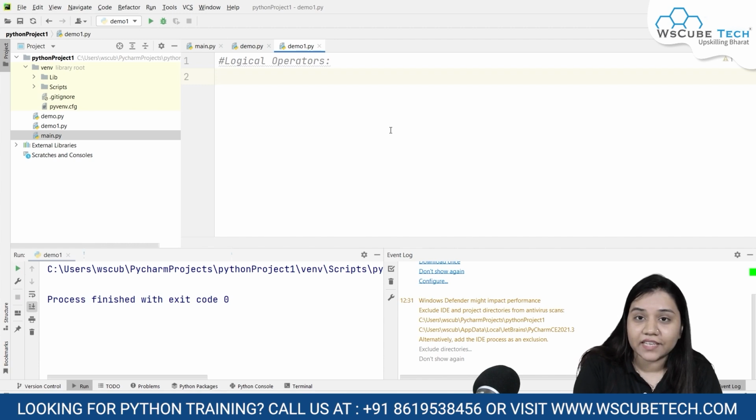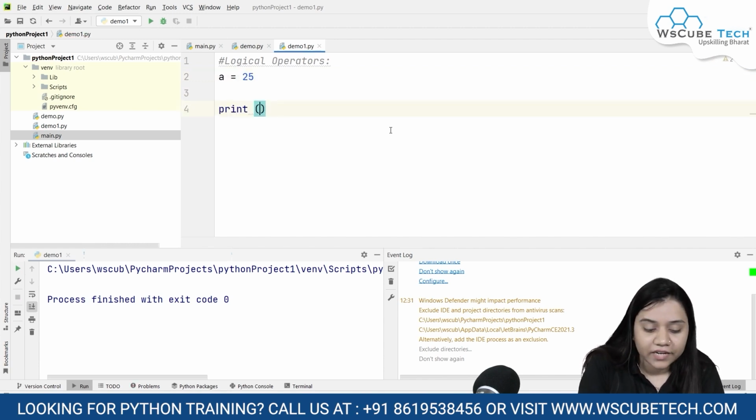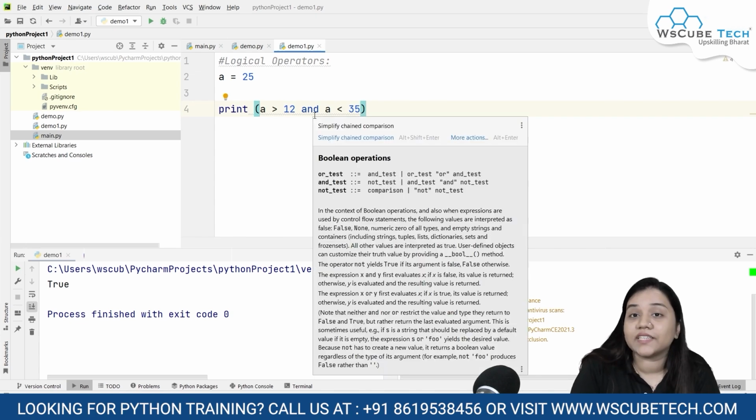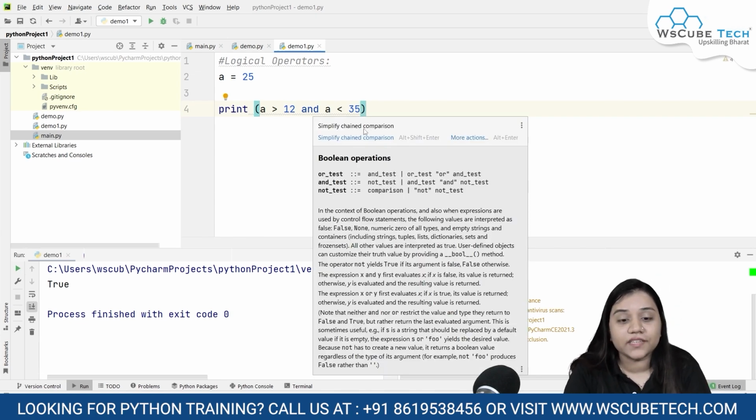I'll be considering a case of a variable A is equals to 25. So I'll be printing over here that A should be greater than, let's say, 12 and A should be smaller than 35. Now let's run and see what happens. It gives us true. Why? Because here A is satisfying both the conditions, that A is greater than 12 and at the same time A is smaller than 35.